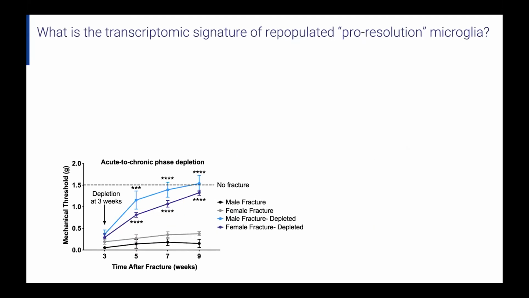So right now what we're doing is looking at transcriptomics of these repopulated microglia. So as I mentioned, at about 14 days, the microglia are here, they're back. They look a little bit different than they did at baseline. And we're trying to understand what that difference is to really understand if those microglia are carrying some sort of signature that could then be reproduced as a therapeutic.